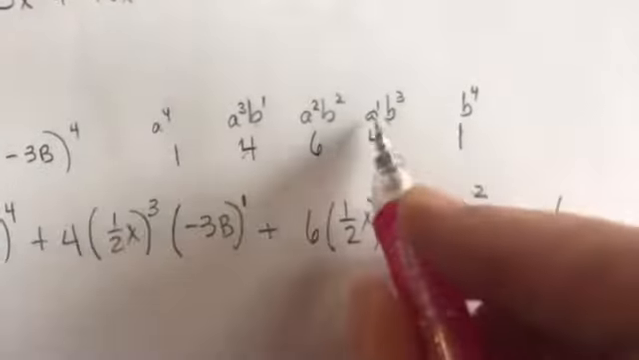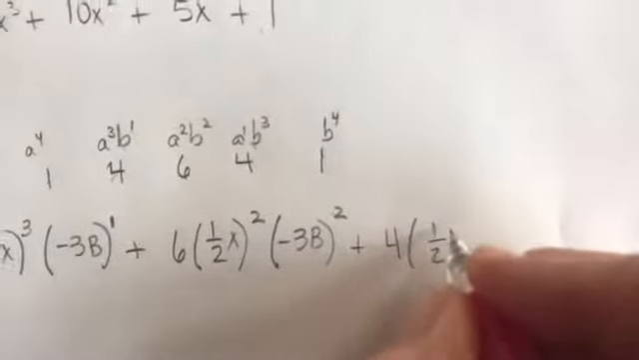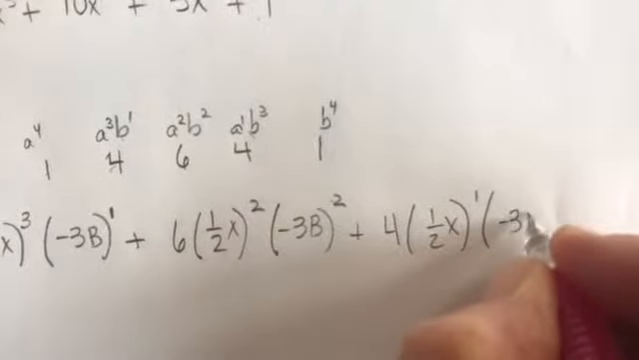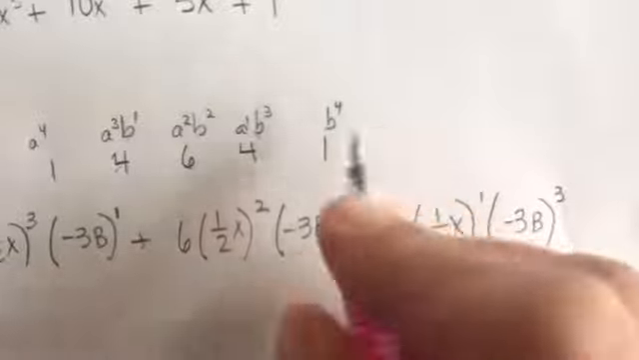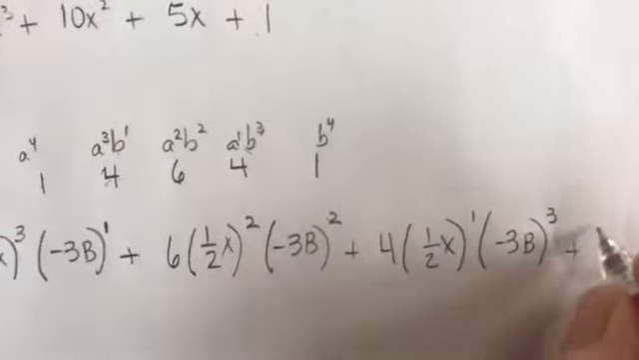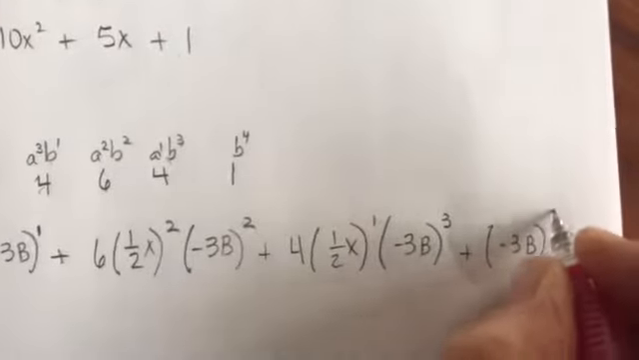It says take my first term, which is what? 1/2 x, to the first power, and then take my second term, -3b, to the third power. See it right there? Do you see how those add up to 4? And then last but not least, I take my last term, which is -3b, to the fourth power.